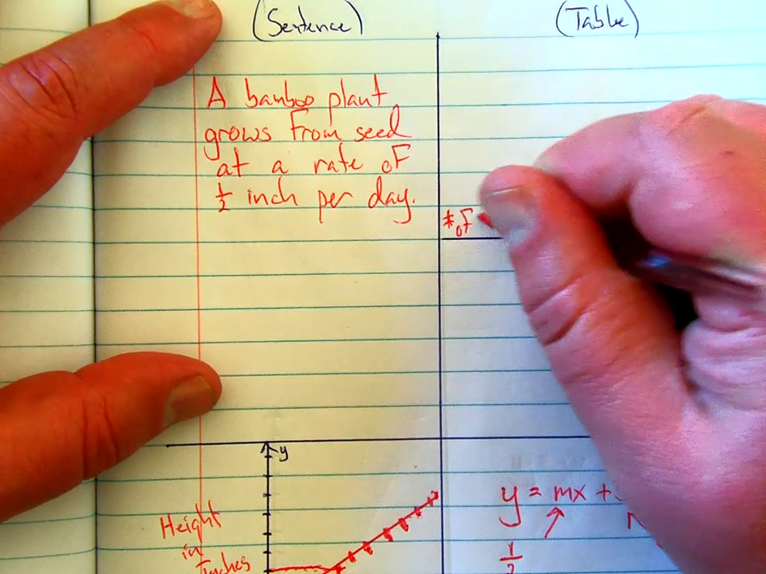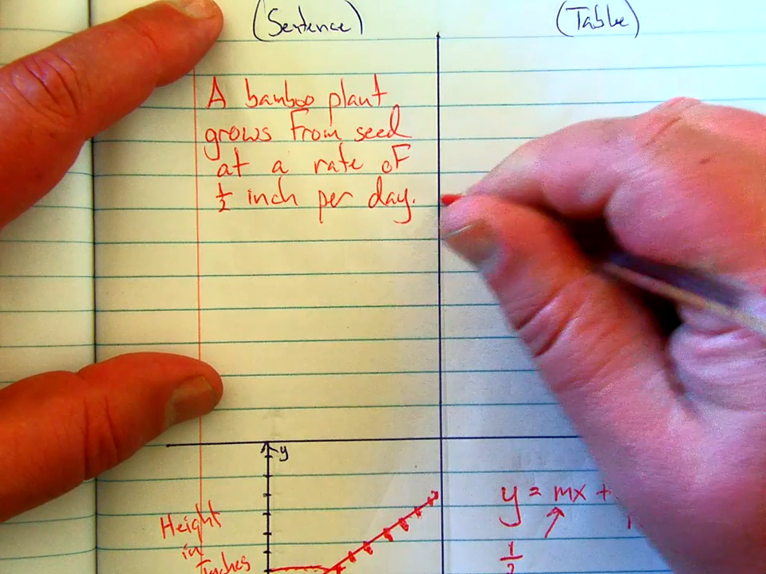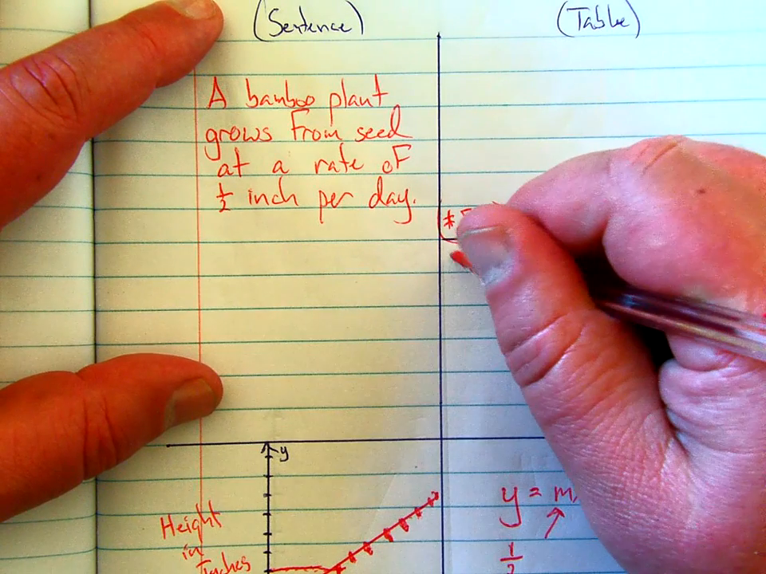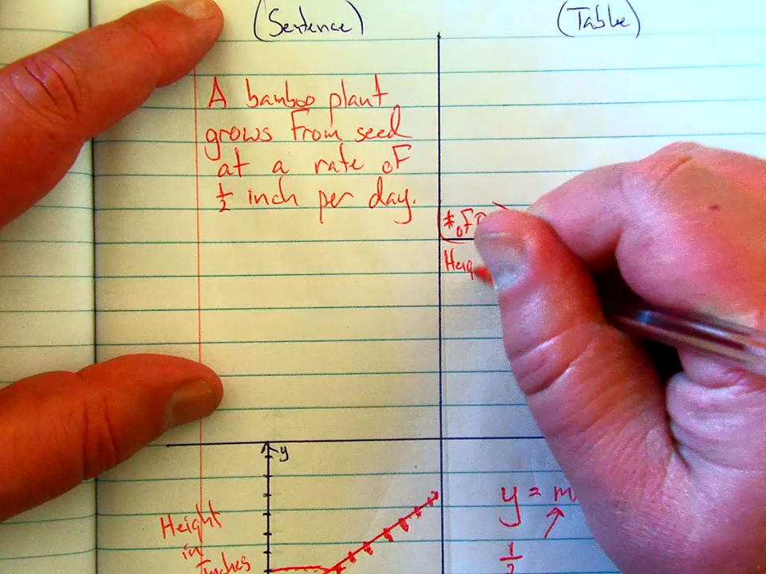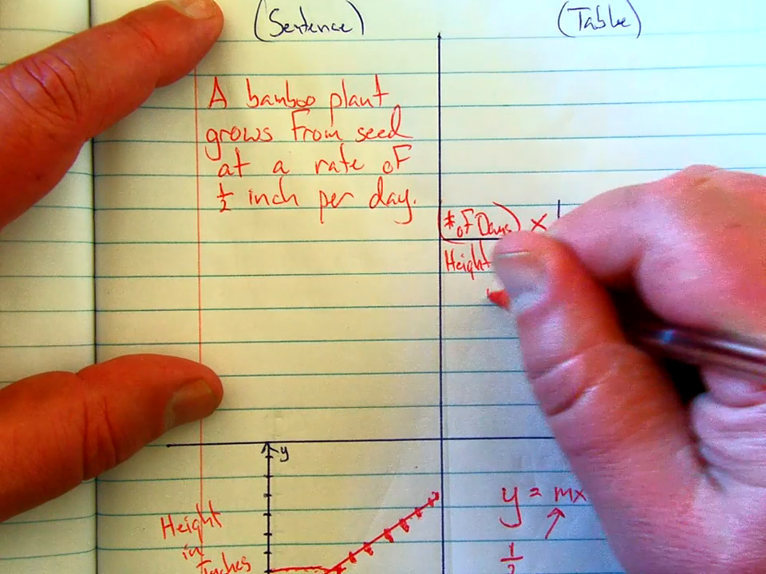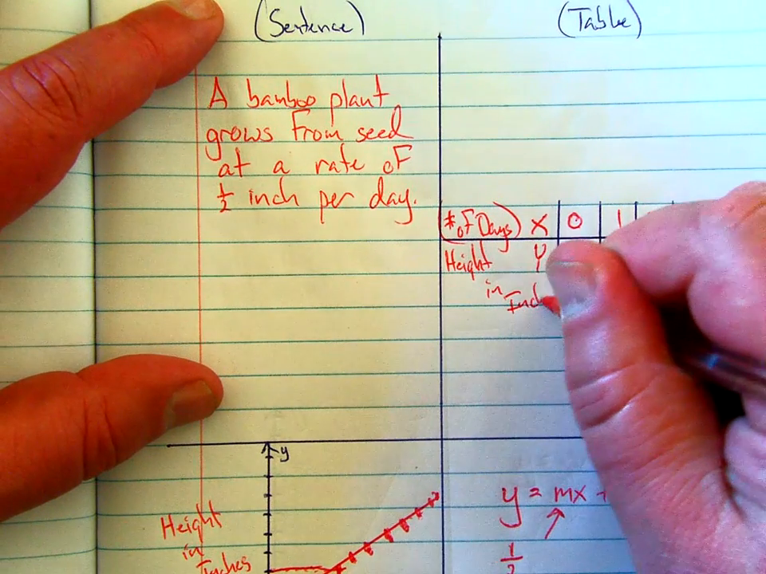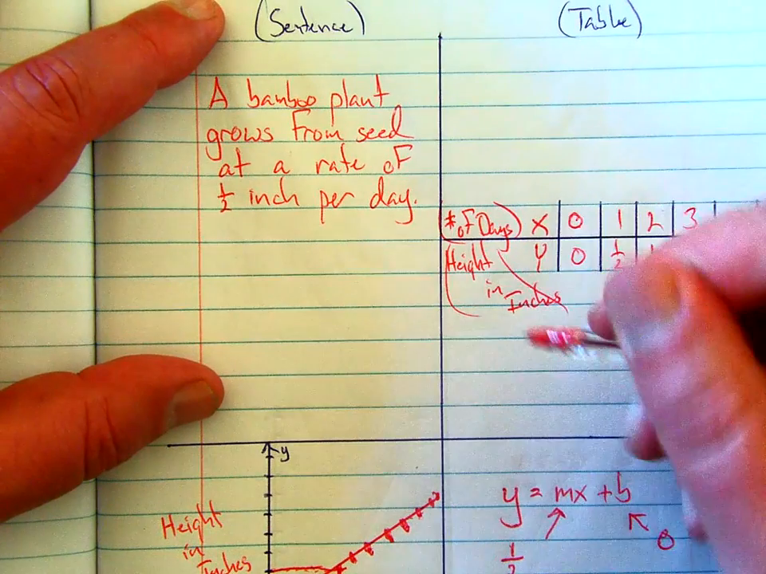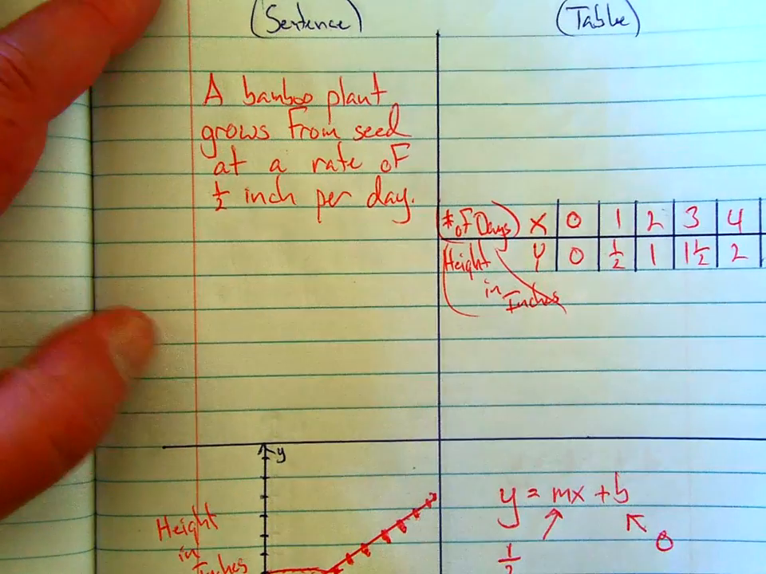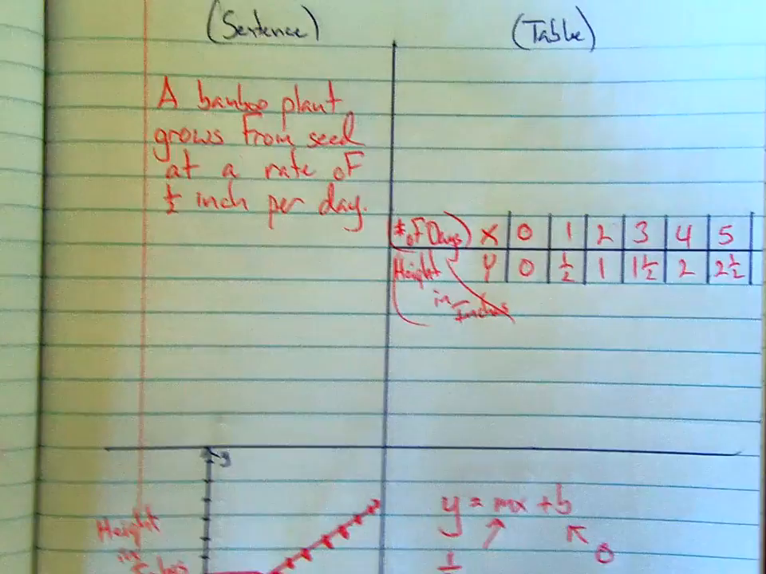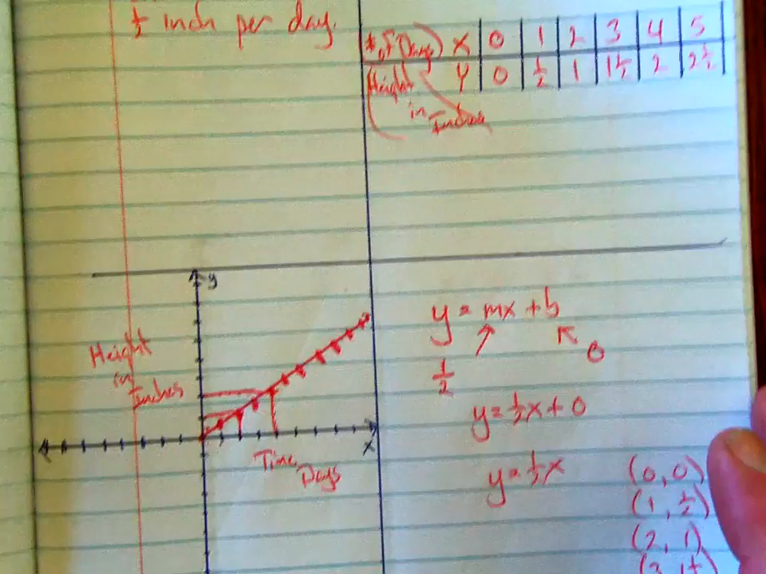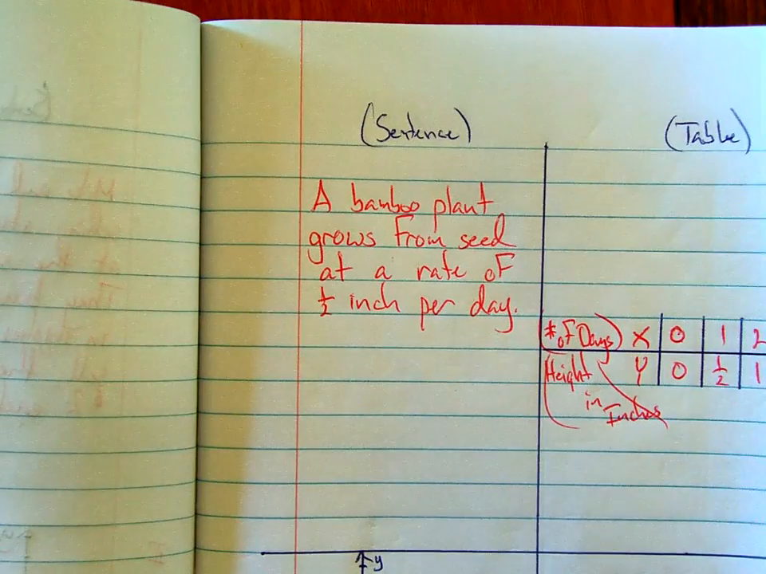And height in inches is my y. The height depends on the number of days. So the more days, the taller this plant. And that's, again, how we can go from one to the others.